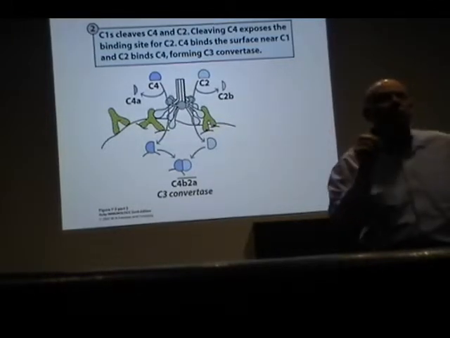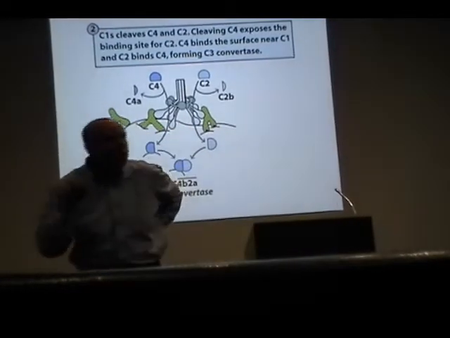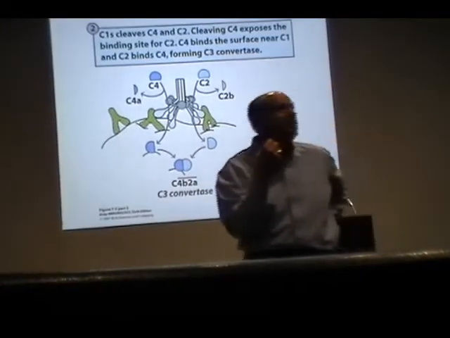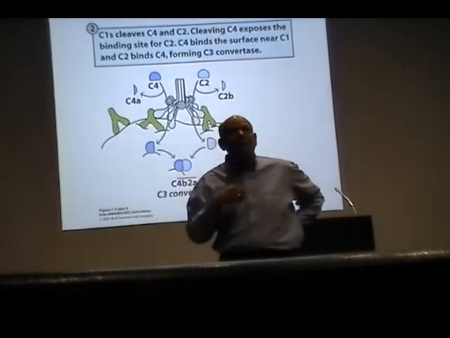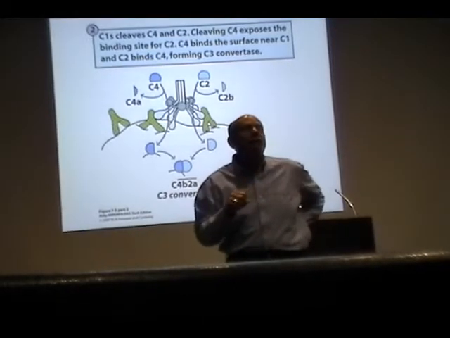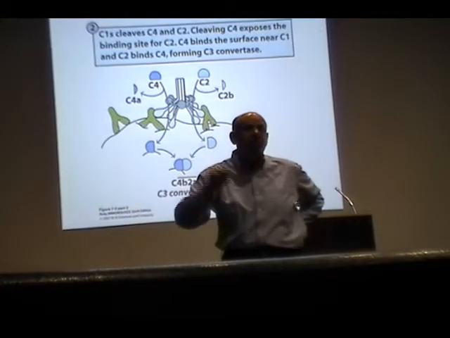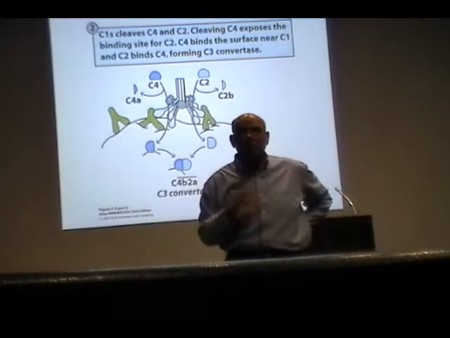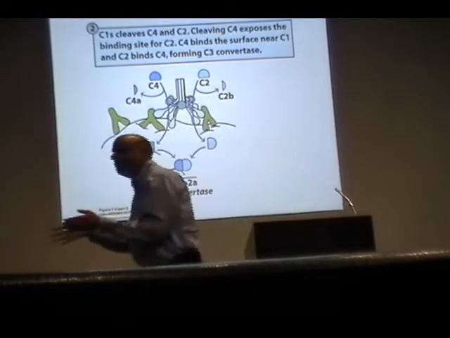What do you think C4 has? Correct. C4 has a thioester bond that is buried inside C4 that is not available in a healthy individual. What do you think happens to that thioester bond after C1 R and S cleaves C4 to C4A and C4B? Which molecule between 4A and 4B do you think the thioester bond is associated with? B. Perfect. What do you think happens when C4B reveals that thioester bond?